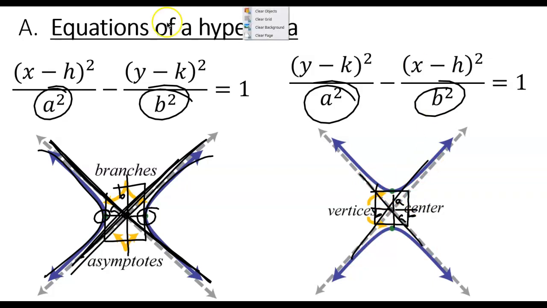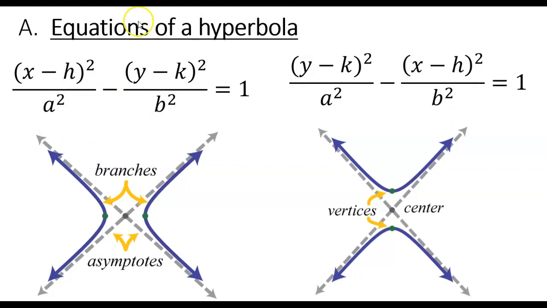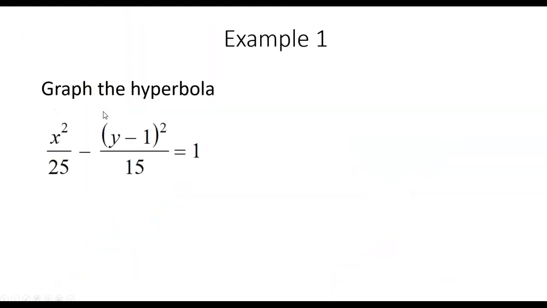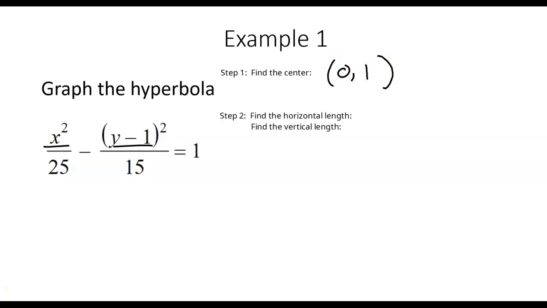All right, so let's go ahead and get down to business here, and we'll practice graphing some of these things. So let's go ahead and graph this one here. So step one is going to be to find the center. The center is, once again, the number that's being subtracted from x, which in this case is not there, so it's 0, and the number being subtracted from y, which is 1. Okay, so now we move on to step two.